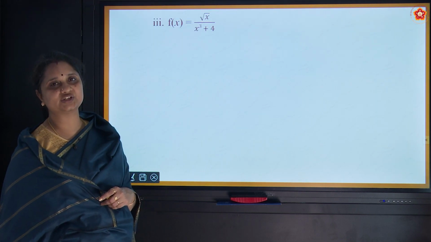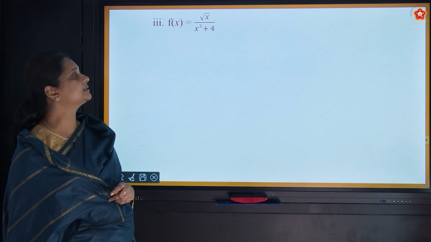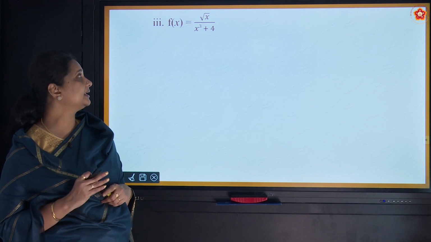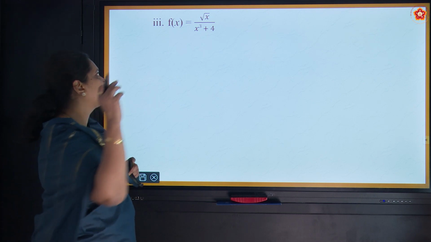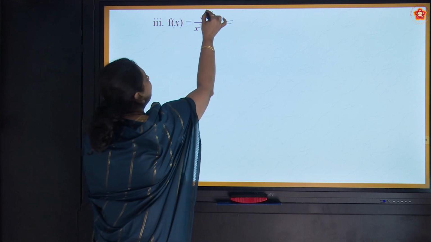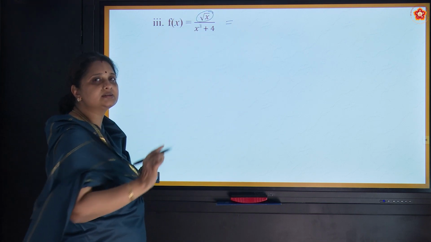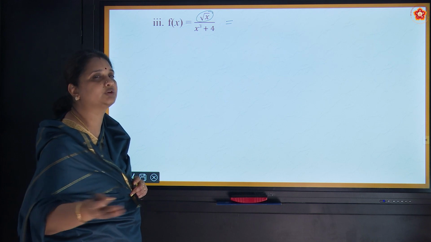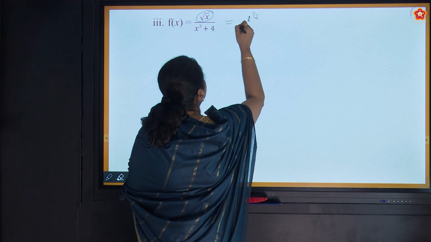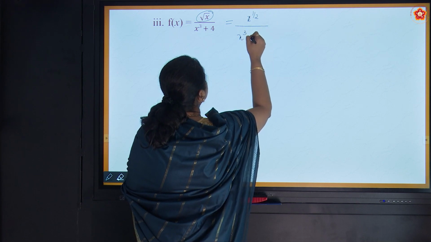Let's move on to the next question. Here f of x is equal to root x by x cube plus 4. This is again a rational polynomial. So let's see how to differentiate this. Before you start the differentiation, whenever you have root x and all that, express it in a way that it is easy for you to differentiate. So let's write it as x power half by x cube plus 4.